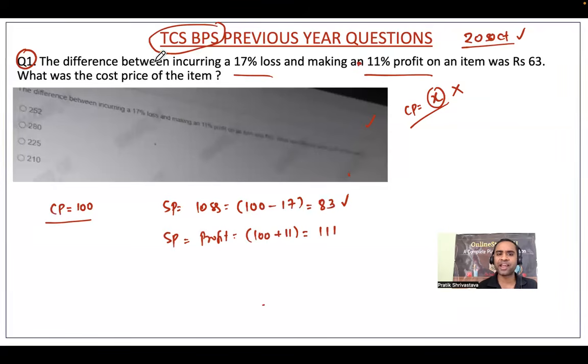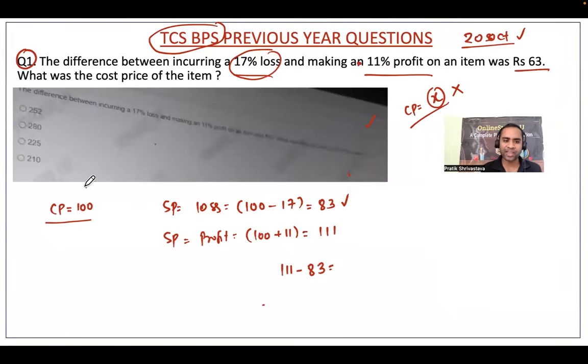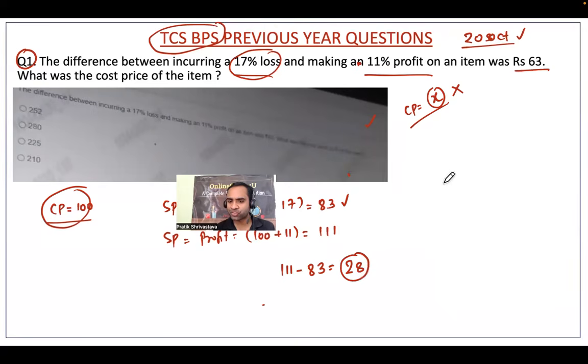Now, the difference between the loss case and the profit case is equal to 63, they have given, right? But here, because we have assumed 100, what we are getting is 28. But actual is not 28, actual is 63. Why are we getting 28? Because we have assumed cost price is 100. Now, 28 is equal to 63, so 1 will be equal to 63 by 28.